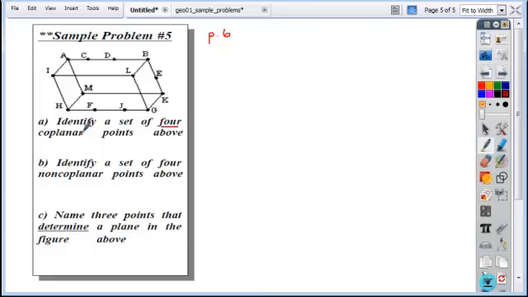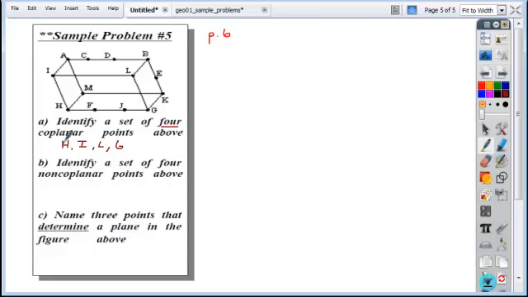All right, so Amy, what would be a set of 4 coplanar points? I put H, I, L, and G. So H, I, L, and G, they make up this front plane, right? So that would be a set of 4 coplanar points.